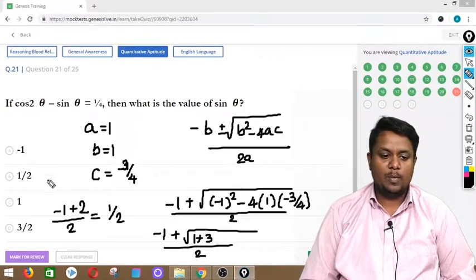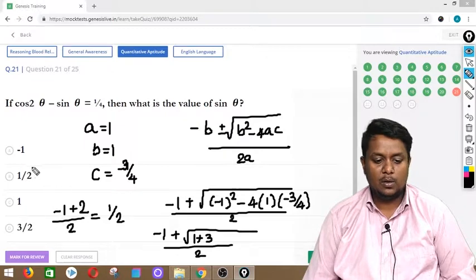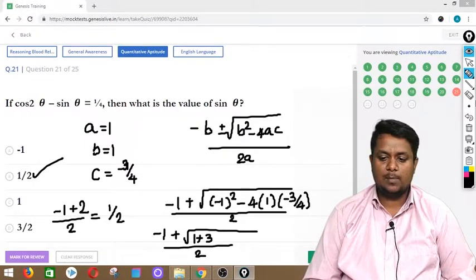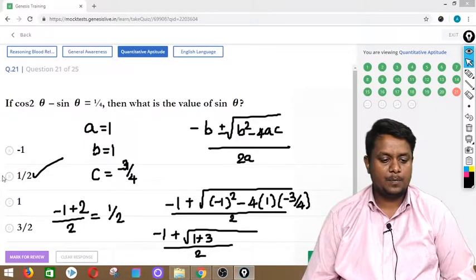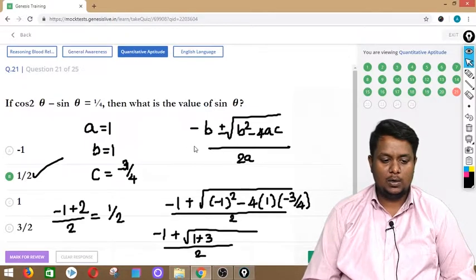So the answer is 1 by 2. It has two roots, one is 1 by 2, another one is minus 3 by 2. So the root 1 by 2 is given here. So we will mark that particular answer as the right answer. Now let us move on to the next question.